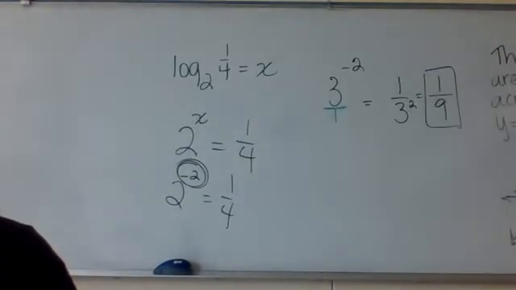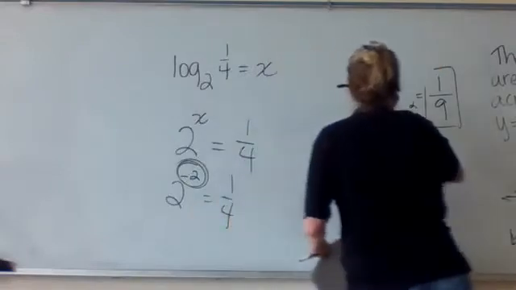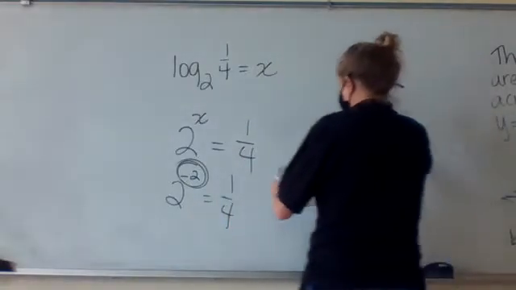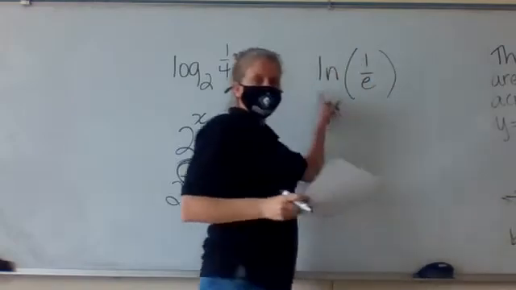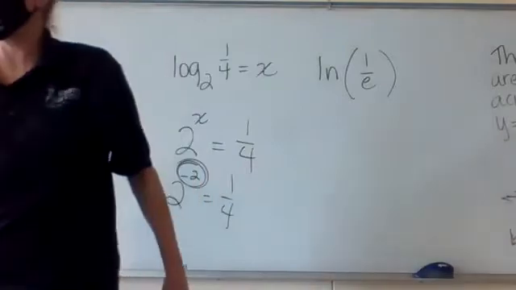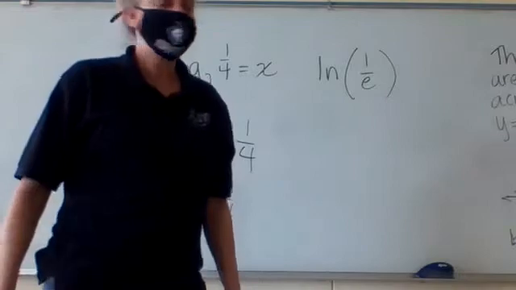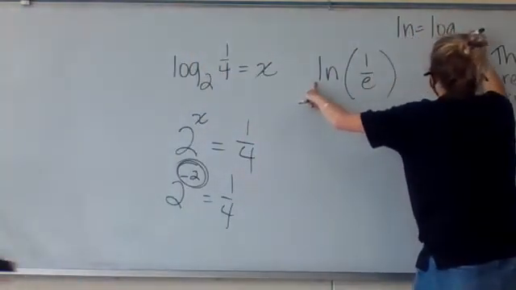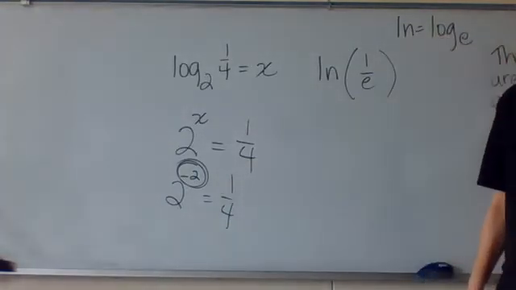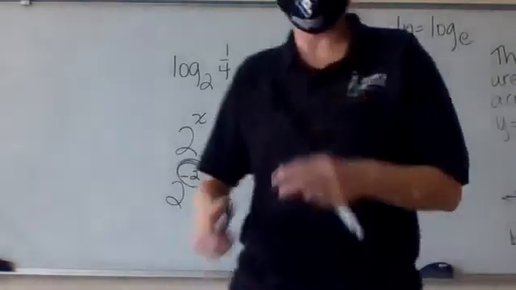All right, let's look at number 8. It says find the value of the logarithm. You have ln of 1/e. When we're talking about ln, it's called the natural log, and it's the same thing as saying log base e. ln is the same thing as saying log base e. Can you type this in your calculator? Absolutely. Let me show you where that would be.